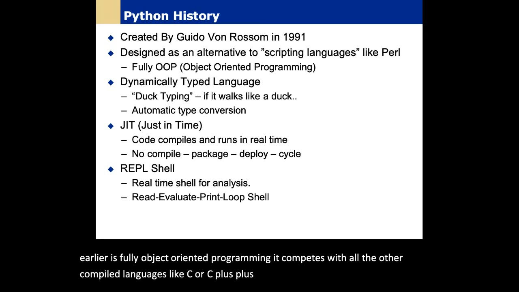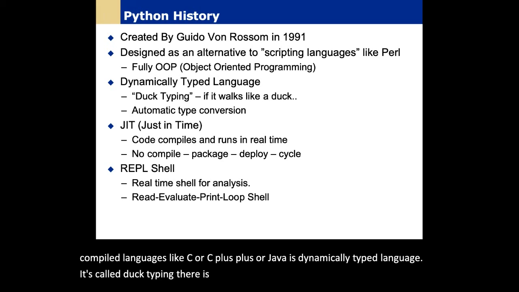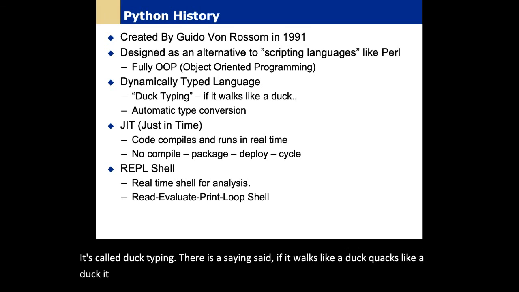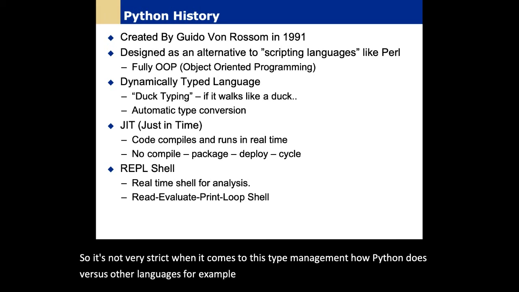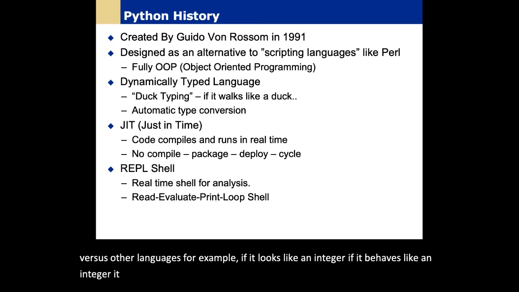It's a dynamically typed language. It's called duck typing. There is a saying that if it walks like a duck and quacks like a duck, it must be pretty much a duck. So it's not very strict when it comes to type management, how Python does it versus other languages. For example, if it looks like an integer, behaves like an integer, appears like an integer, then it must be an integer.